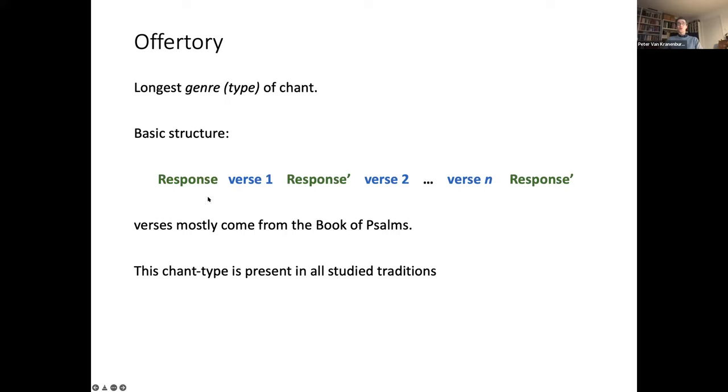And most of these offertories are divided in parts. There is a response, which is a kind of repeating part, a chorus, let's say, in modern terms. And there's a verse, and then the response is repeated, there's a second verse, etc. And then at the end, the response is finally repeated. And these verses mostly come from the Book of Psalms, and the responses also have other texts, and they vary according to the liturgical date, the liturgical calendar. And these offertories are present in all the traditions we have data of.